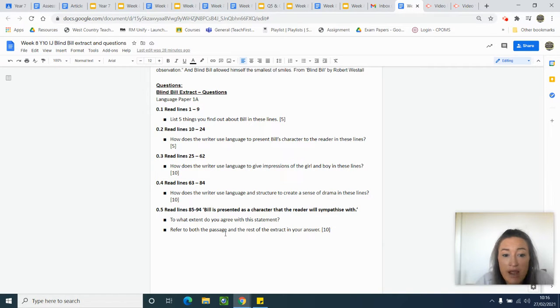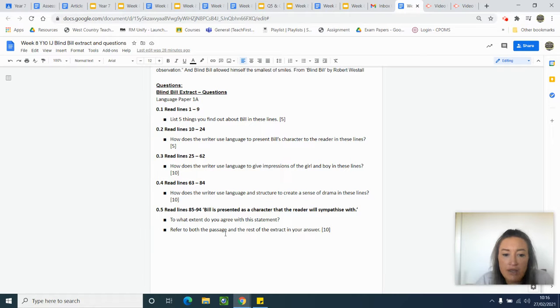So question 3, how does the writer use language to give impressions of the boy and girl? So you shouldn't just be saying, in this quote, the boy seems scared. You need to say how or why. Likewise, in question 4, how does the writer use language and structure to create a sense of drama? You don't just say this bit is dramatic, you say why it's dramatic. How does the language make it seem dramatic? Is there a punctuation mark that makes it seem dramatic, for example?